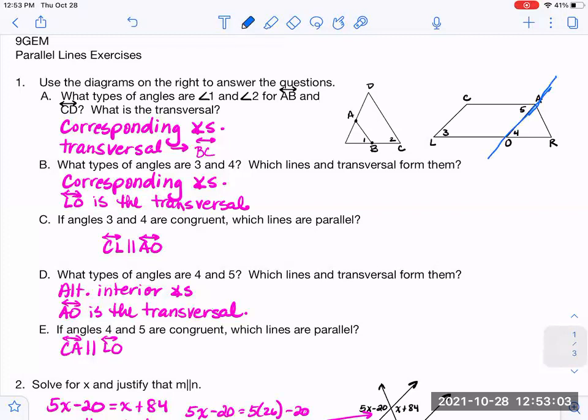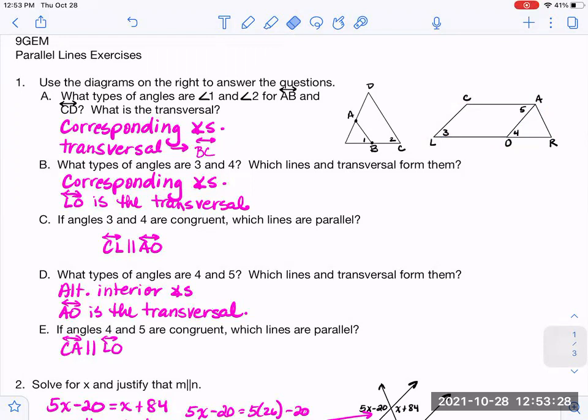Okay, 4 and 5. These are the lines that are intersected. These are both inside those two lines and on opposite sides of the transversal, therefore they're alternate interior angles. What's that? You get it? Okay, what else can I help you guys with?